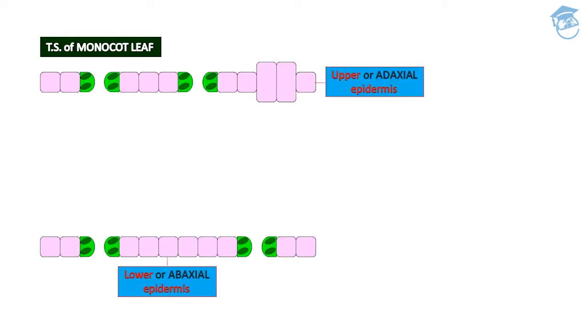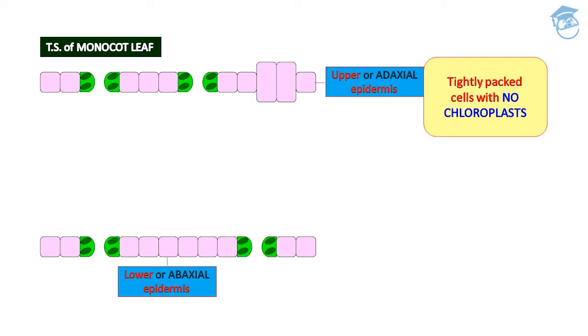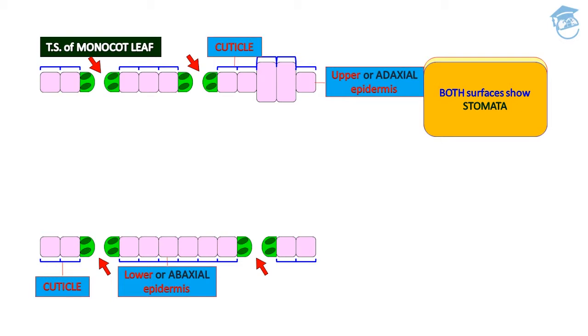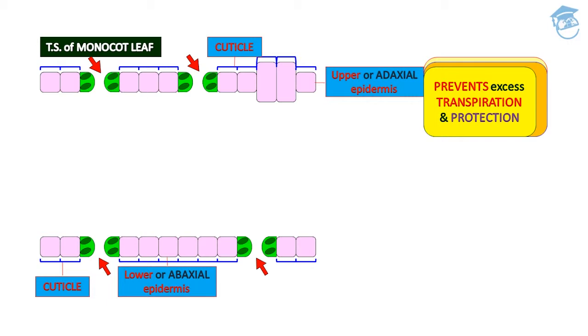See, this is the upper or adaxial epidermis, and this is the lower or abaxial epidermis, and it has substomatal chamber, which is this, and stomata are present on both the surfaces of the epidermis, and the mesophyll is not differentiated into spongy and palisade parenchyma. Let's see. So this is tightly packed cells with no chloroplast, but both the surfaces show stomata. Okay, and this is the cuticle, which is a waxy substance and that prevents excess transpiration and protection.